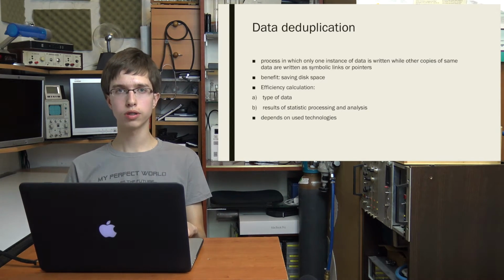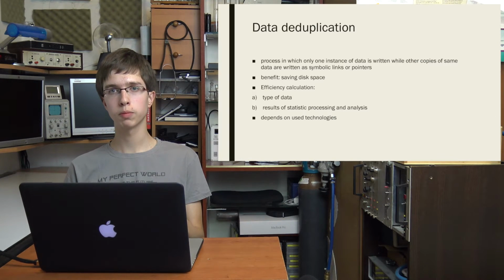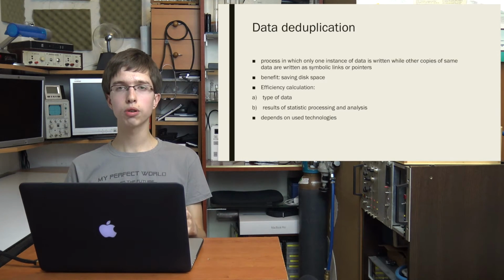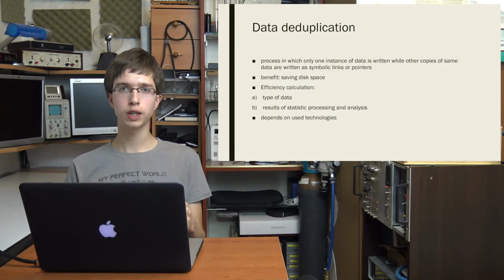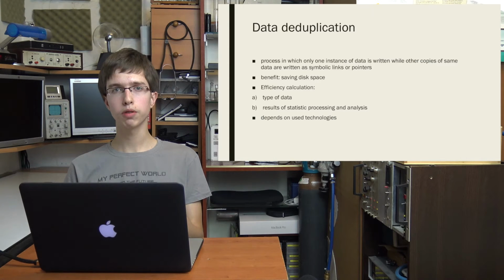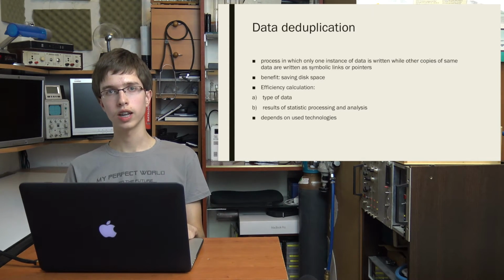There are some models which predict how much data will be deduplicated, so they calculate the efficiency of the data deduplication process primarily based on some input parameters such as type of data and results of statistic processing and analysis. Technologies used for deduplication is what the deduplication process depends on.